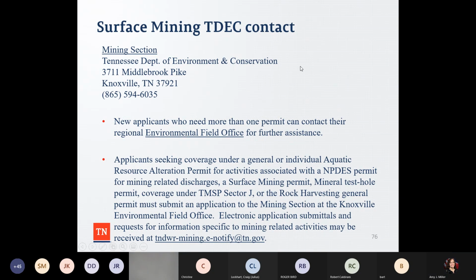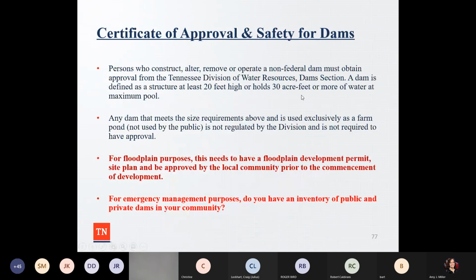So this is one that needs to have more information and kind of needs a little more publicity: the certificate of approval and safety for dams, right? Any person who is going to construct, alter, remove, or operate a non-federal dam must obtain approval from the Tennessee Division of Water Resources dam section.